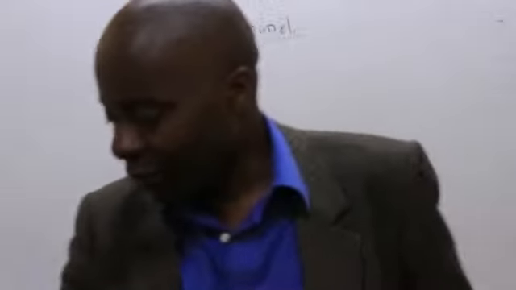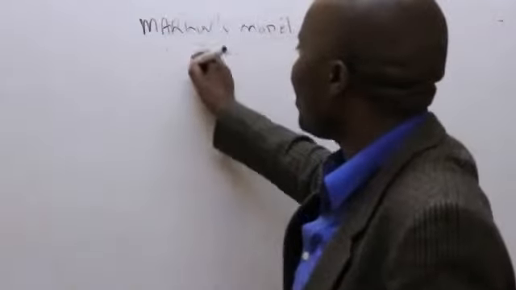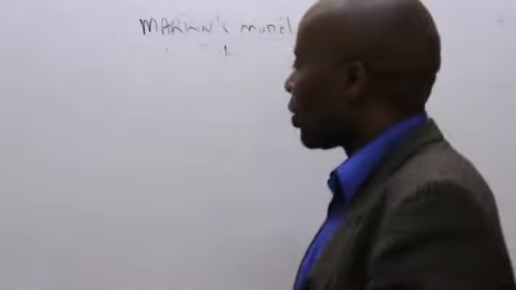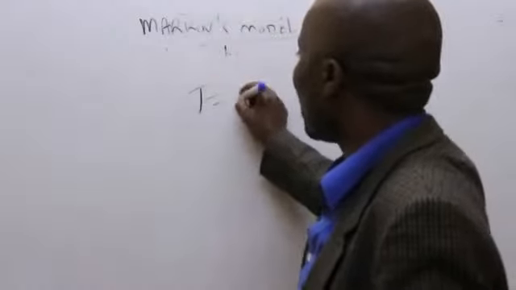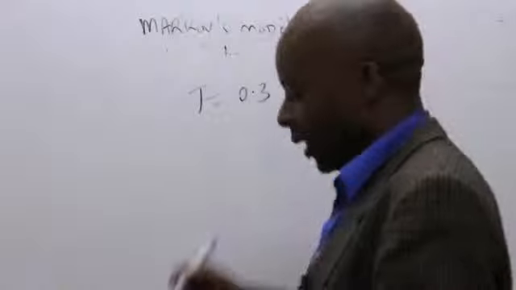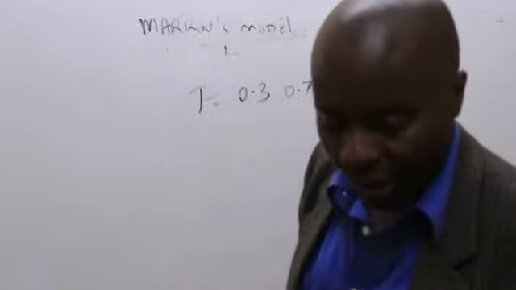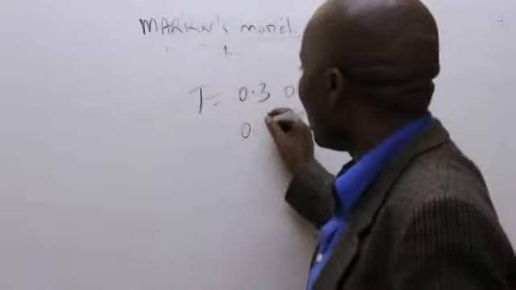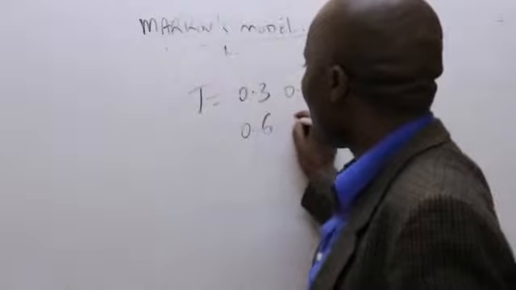Ladies and gentlemen, now with that background, I would want us to look at something very easy in the form of an illustration. In our illustration, you are given matrix T. We are told T equals 0.3, 0.7, and then 0.6, 0.4, like that.